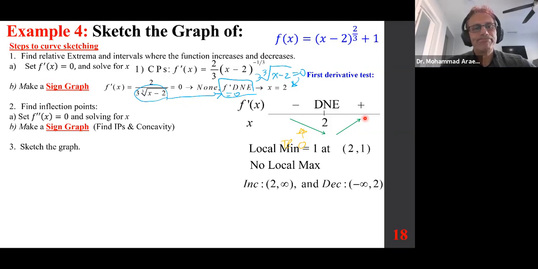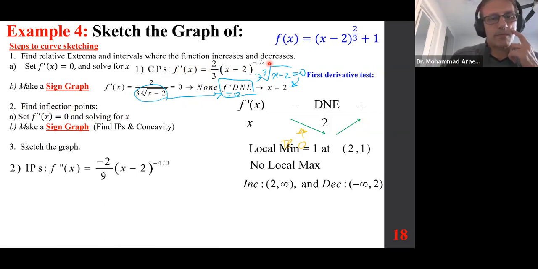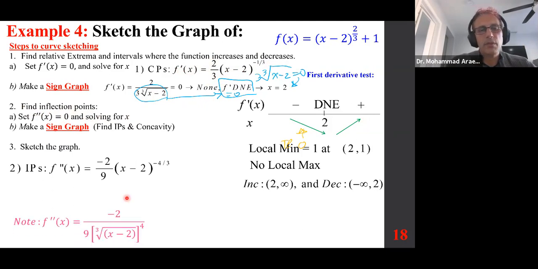Okay, let's differentiate it again. We are looking at the inflection point, right? F double prime, 2/3 times negative 1/3 makes it negative 2 over 9, x minus 2 to the power of minus 1/3 minus 1, which is minus 4/3. Okay, minus 4/3. And you can take it down and make it positive, by the way, right? Positive 4/3, you can write it in this fashion.